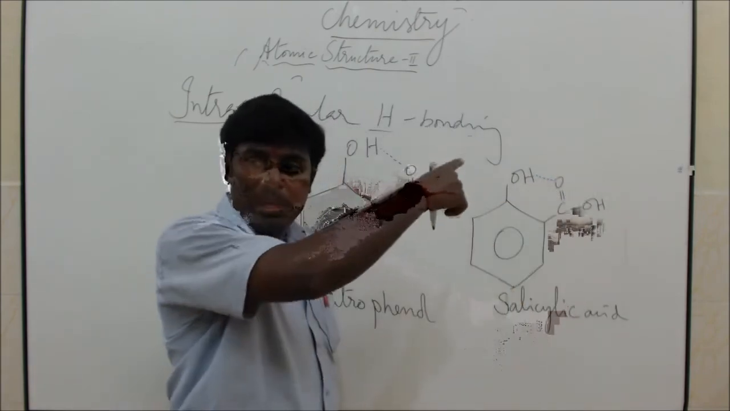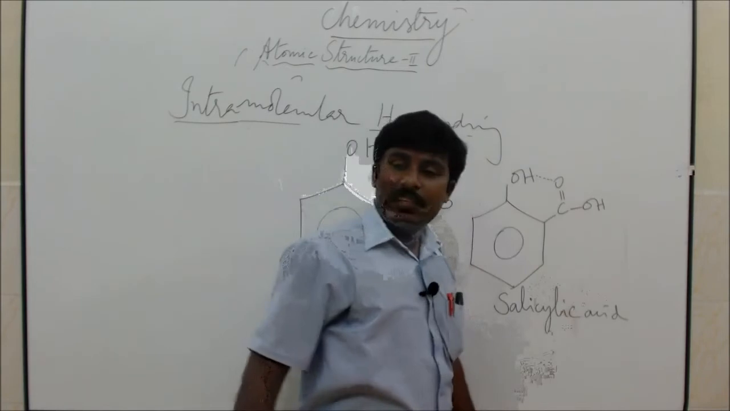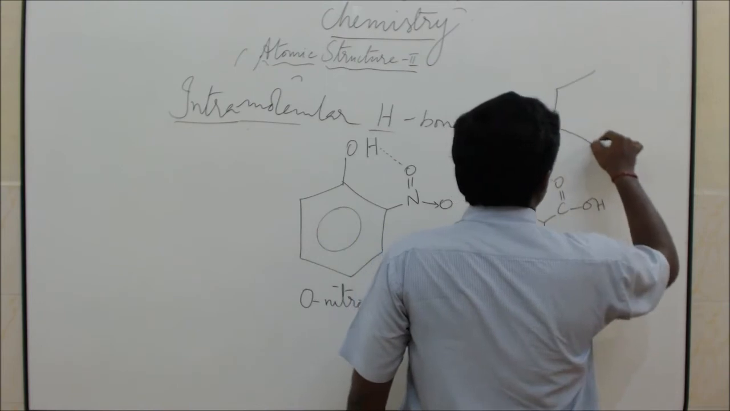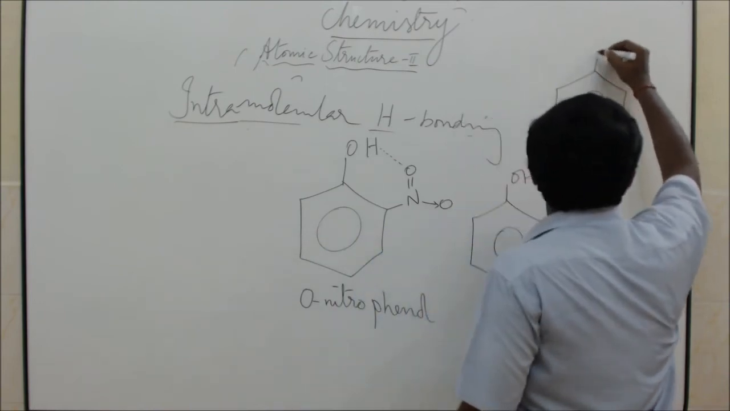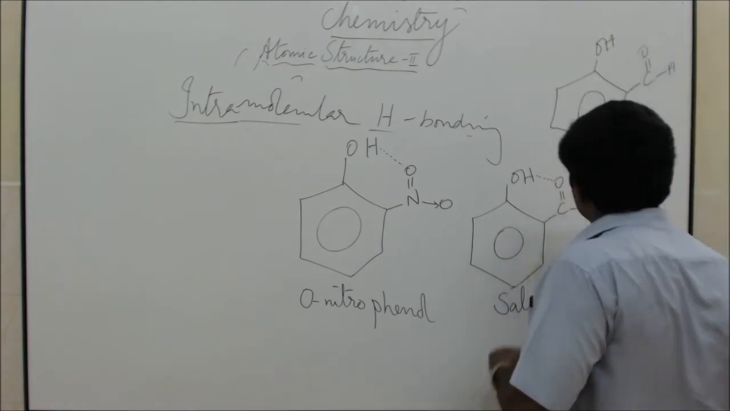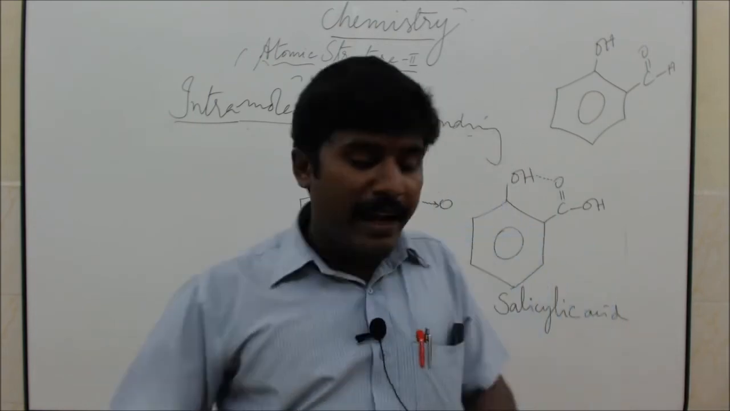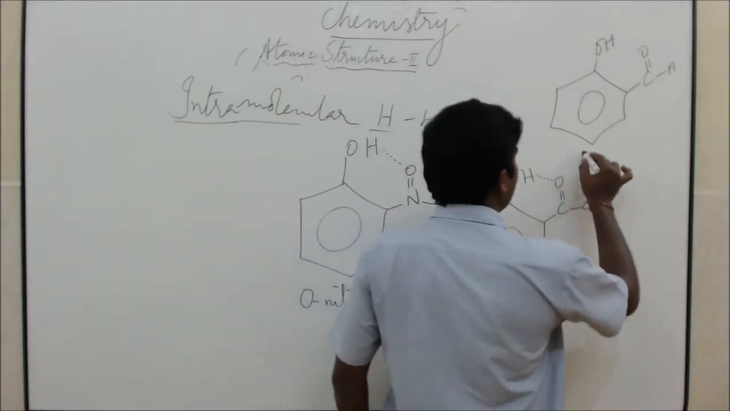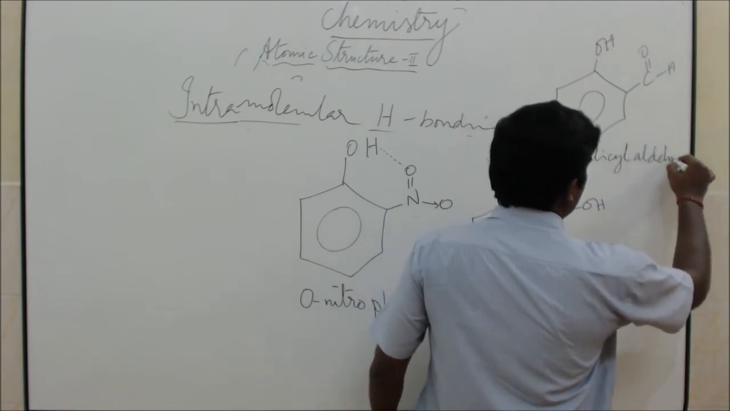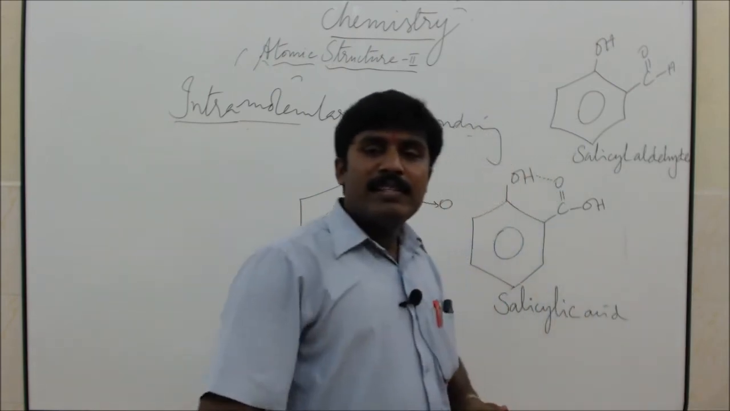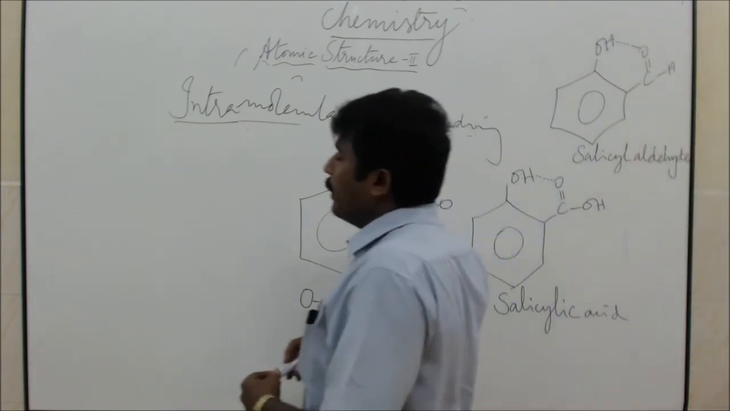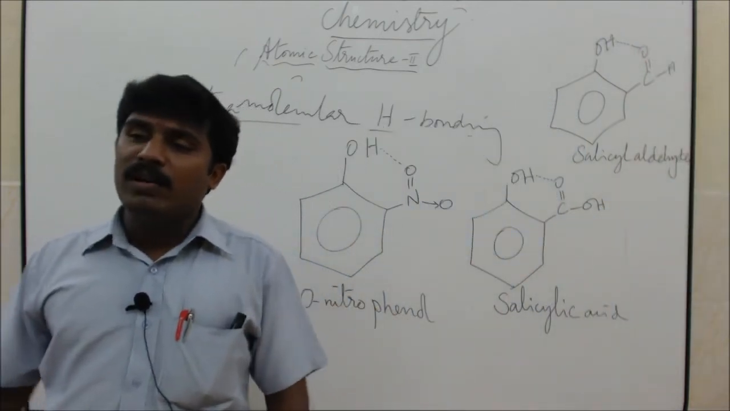It's one compound. Where is the hydrogen bond? Within the molecule. So this is an example of intramolecular hydrogen bonding. One more example. Here is phenol, and here is an aldehyde group, CHO. Orthohydroxybenzaldehyde, nothing but salicylaldehyde. Where is the hydrogen bond? Within the molecule, between this H and O. So these are examples of intramolecular hydrogen bonding.